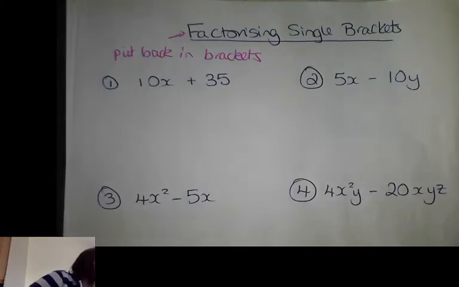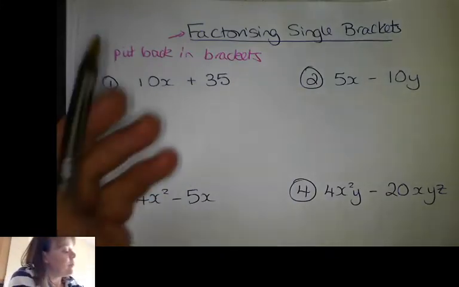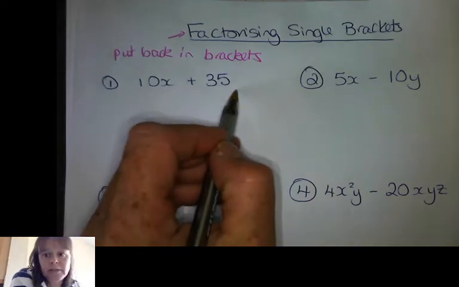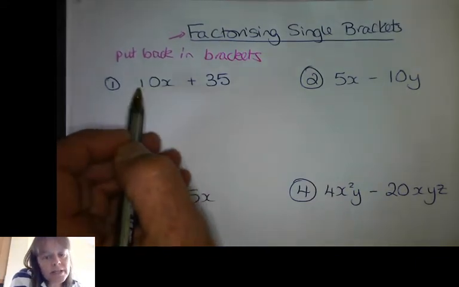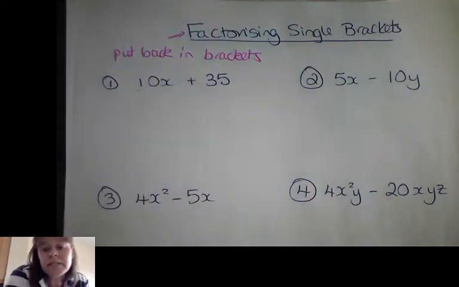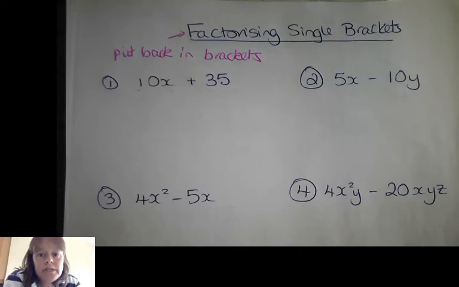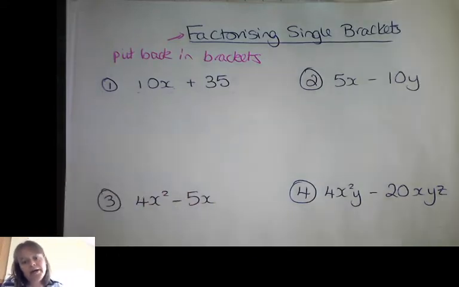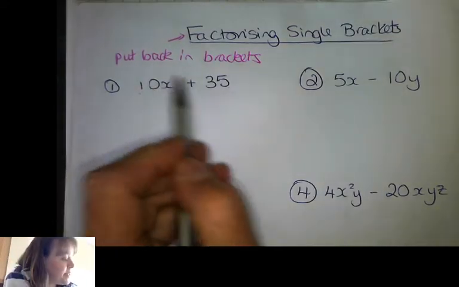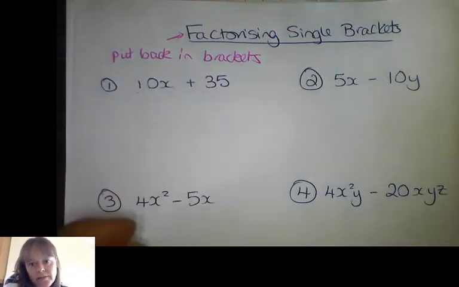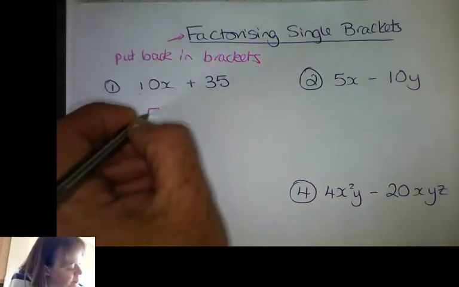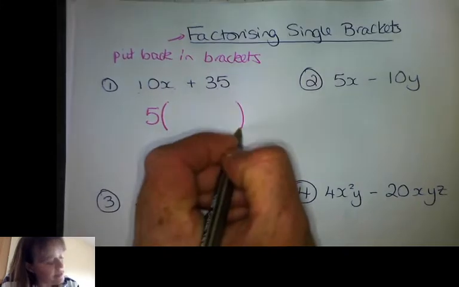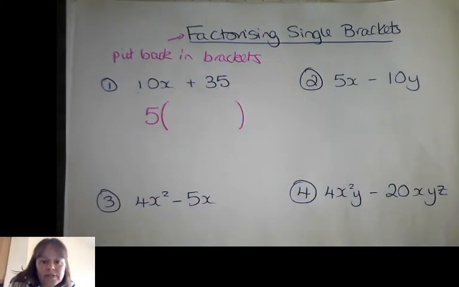So how do we do that? Well, basically what we've got to do is we've got to find something that divides into both of these things. So I need to think of something that goes into 10x that also goes into 35. So there's an x here, but there's no x's here, so that's no good. I can't put that out the front of the brackets. But look at this 10 and this 35. I think you can divide 10 and 35. They're both in the 5 times table, so I reckon I can divide them both by 5. So the first thing I do is put a 5 out the front of the brackets.